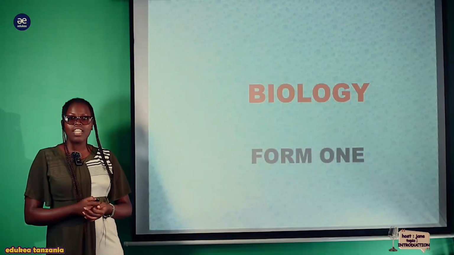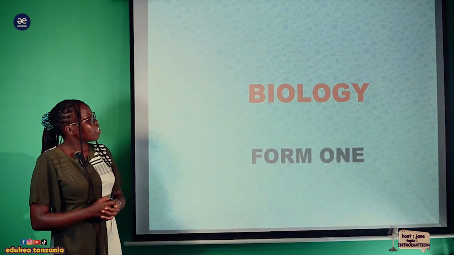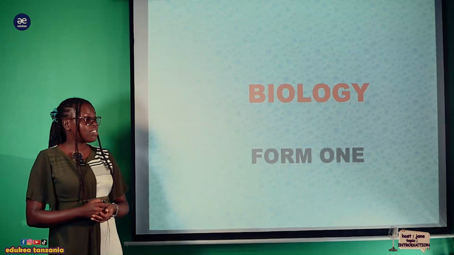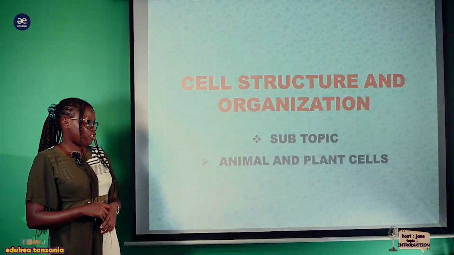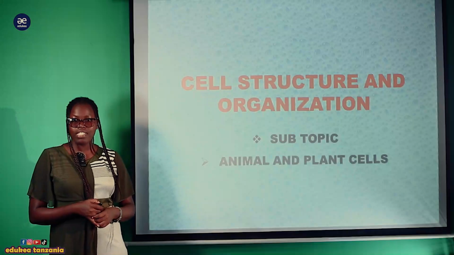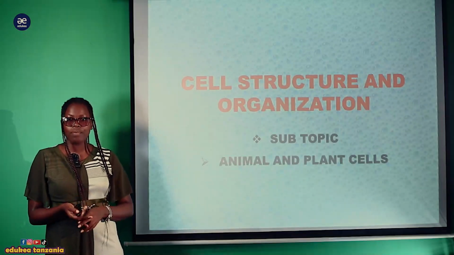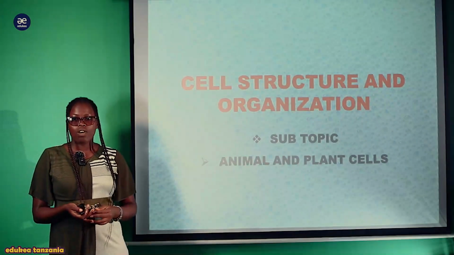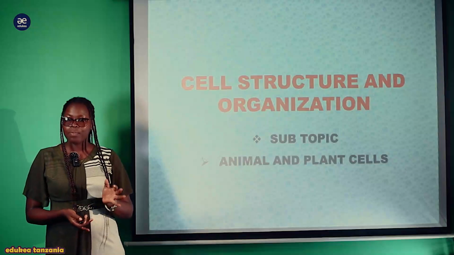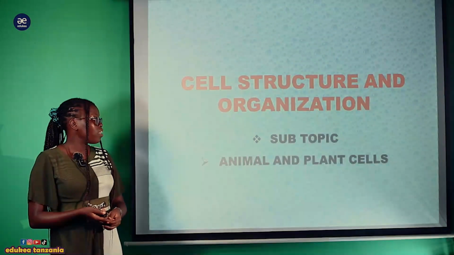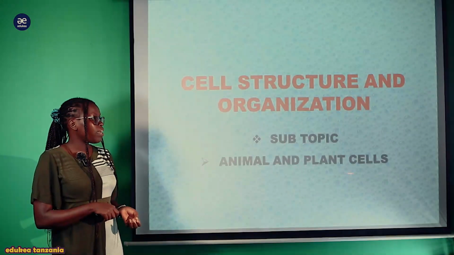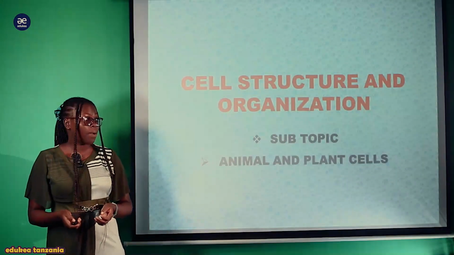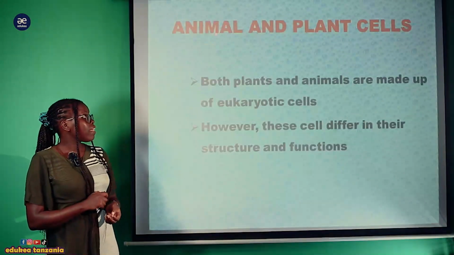Form 1 students, in our proceeding topic known as cell structure and organization. We have already covered our first and second subtopics, which were the concept of the cell as well as the types of the cell. Now let us start on our third subtopic, which is animal and plant cell. Welcome. The animal and the plant cell.